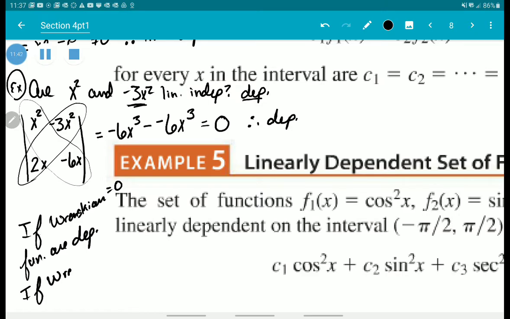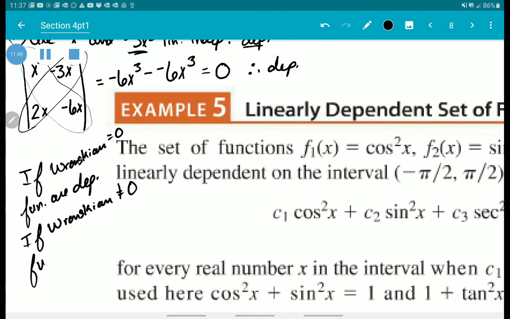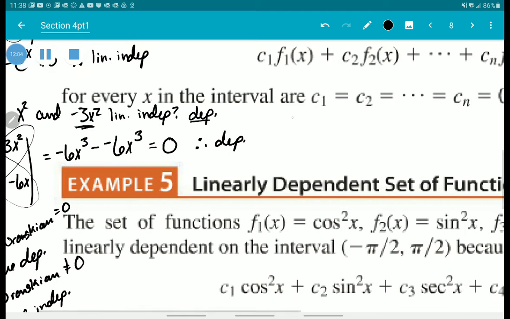If the Wronskian is not 0, then the functions are independent. So it's as simple as that. If we had 3 functions, we would do the same thing. We would go across the top with function 1, function 2, function 3, and then we would take derivatives.